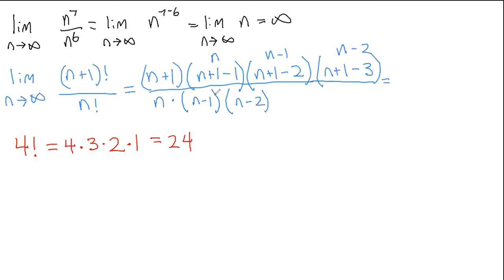Because things are being multiplied, you're allowed to cross things off that are the same in the numerator and the denominator. So I see an n in the numerator and the denominator, so I'm going to cross them off. Oh, I see an n minus 1 in the numerator and the denominator. Oh, I see an n minus 2 in the numerator and denominator. And in fact, if I go out towards infinity, no matter how big n is, the rest of these are going to cross off, and the answer here is just n plus 1.